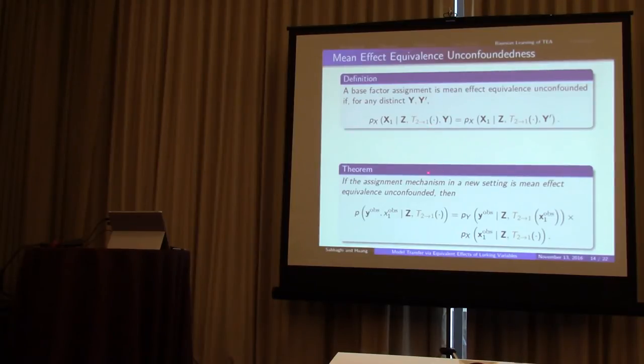Under mean effect equivalence, we then have that the joint density of the observed outcomes and the base factor assignment decomposes as a product of their marginal densities. And this is useful for the methodology because now all we need to do is focus on this one term right here, this partial likelihood, in order to learn about the posterior distribution of the total equivalent amount of lurking variables in terms of that observed base factor. That definitely simplifies the inference for the total equivalent amount.